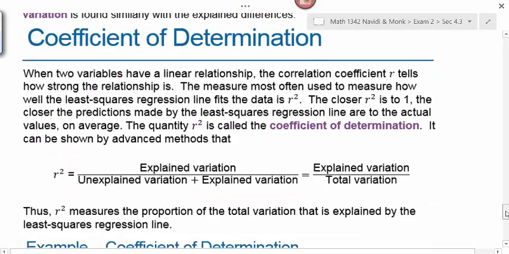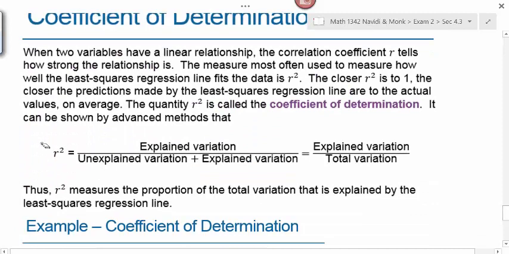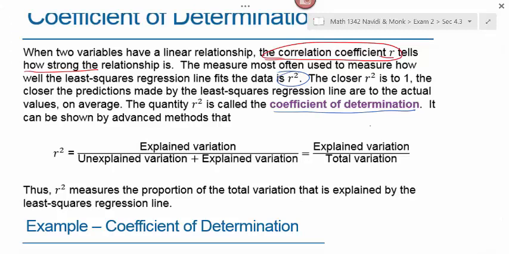The coefficient of determination is the R squared that I was talking about. When two variables have a linear relationship, the correlation coefficient R tells how strong the relationship is. That's what R does, and that's our correlation coefficient. The measure most often used to measure how well the least squares regression line fits the data is R squared. R squared is our coefficient of determination, and both of these numbers we can find on the TI-84 graphing calculator. Don't worry about how to calculate these by hand.